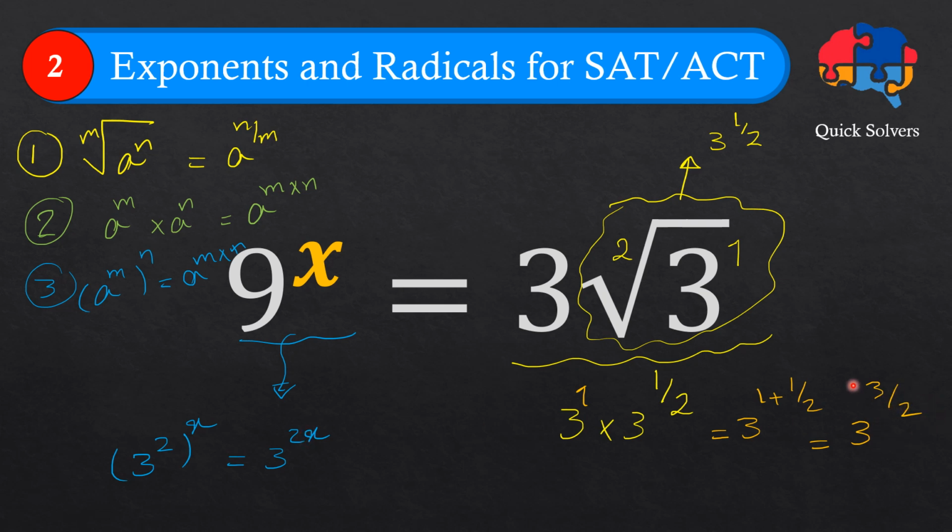Okay, so on the left hand side we have this, on the right hand side we have this, and we know these two are equal, so I can rewrite this here. 3 to the power of 2 times x equals 3 to the power of 3 over 2. And since the bases are the same, we can basically use this fact that 2 times x equals 3 over 2. Since I want to isolate x, I need to divide each side by 2. If I do so, then I will get x equals 3 over 4.